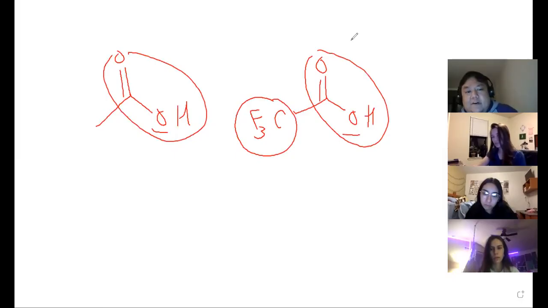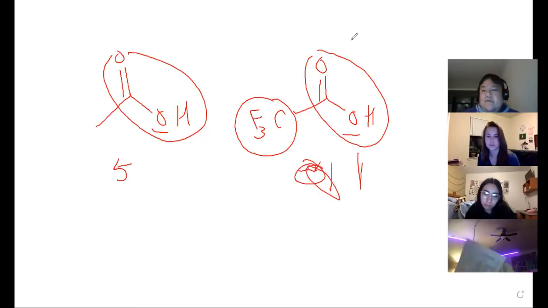So the pKa of this carboxylic acid is 5. TFA, I think, is -5. No, it might be 0 or 1. I forget. We'll say 1. But does that make sense now? This is called the inductive effect: the more electronegative atoms I put near it, the more acidic.